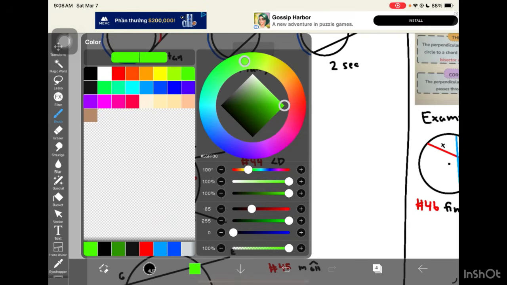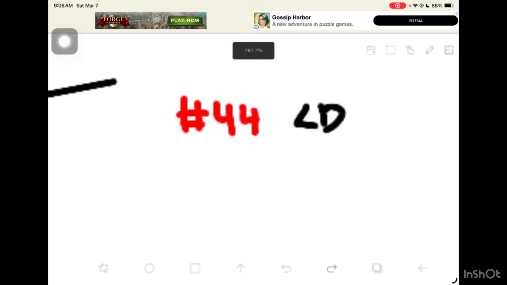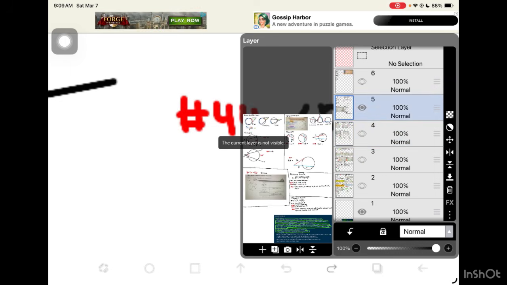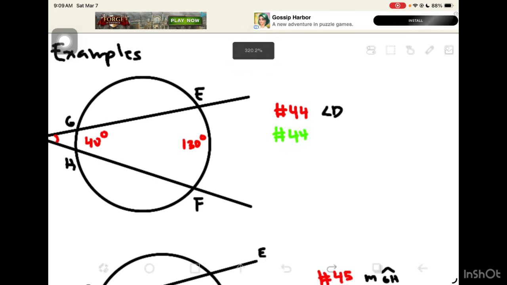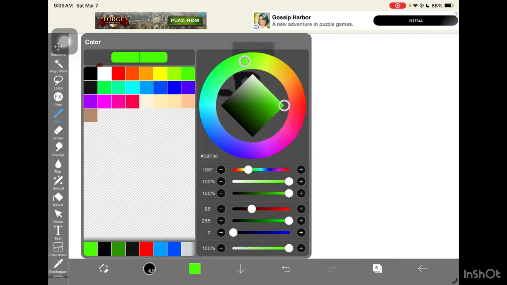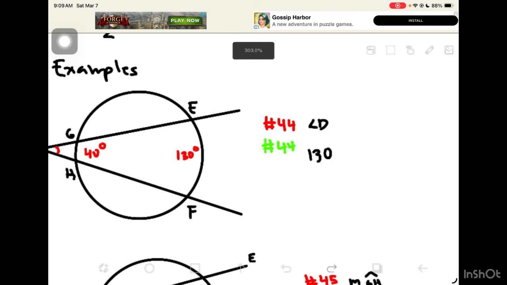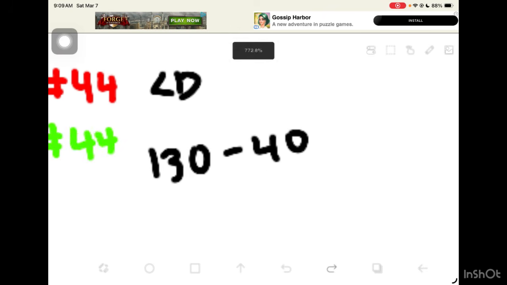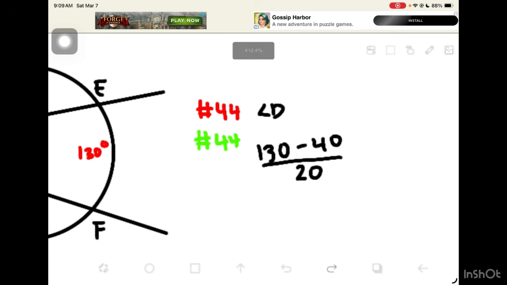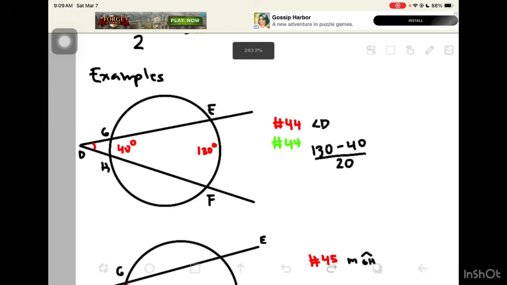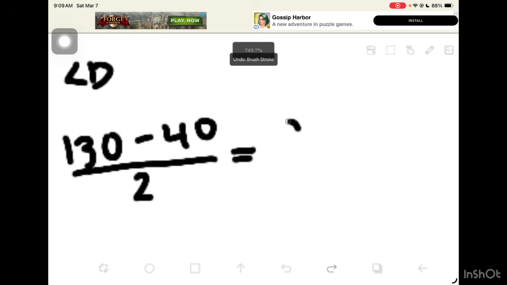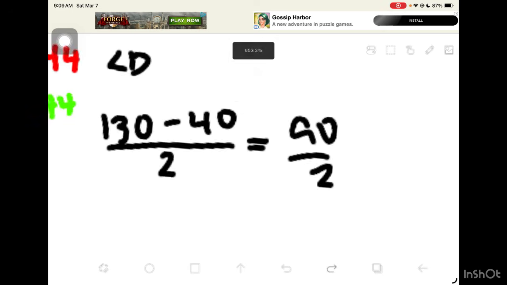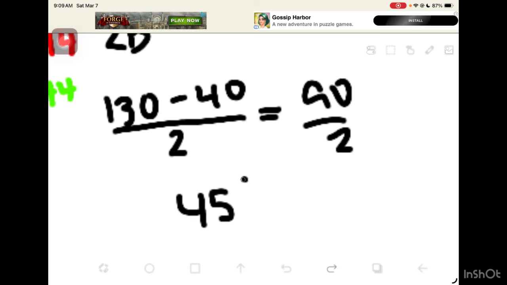So find angle B in this scenario. We got for number 44, our far arc is 130 and our near arc is 40, over 2. So therefore, our angle B is equal to 90 over 2, or just 45 degrees.